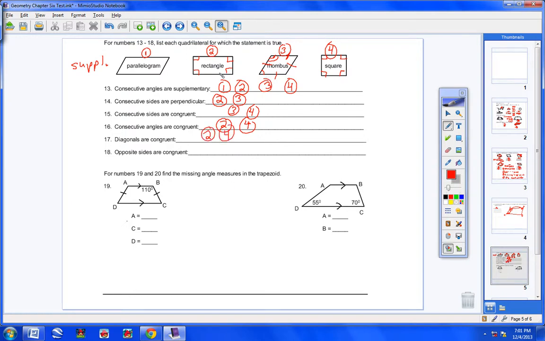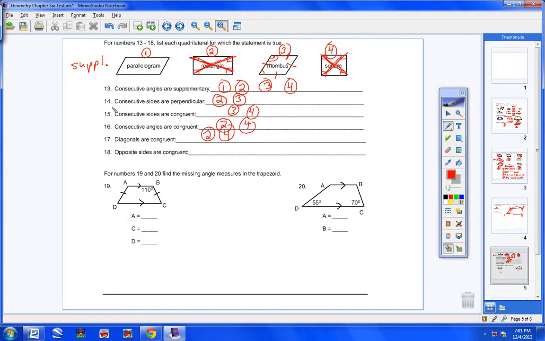If you were to draw diagonals like this and like this, those two segments in a rectangle, excuse me, would be congruent. And same thing in a square. If you were to draw a diagonal here and a diagonal here, those two diagonals in a square would be congruent. So numbers 2 and 4.